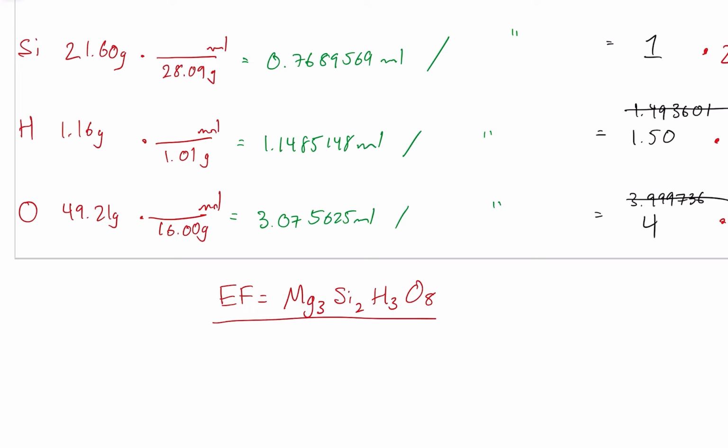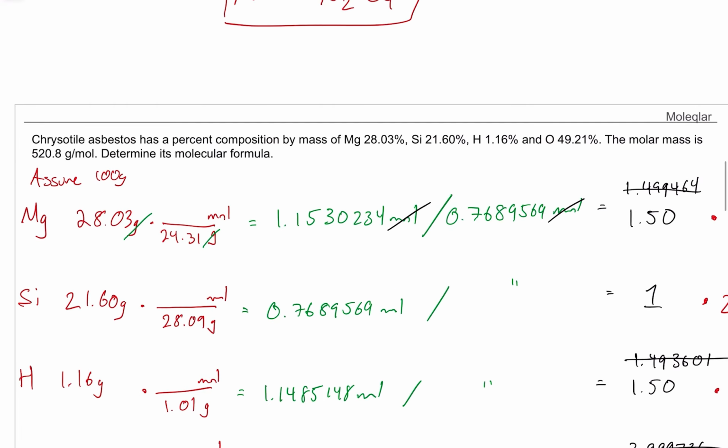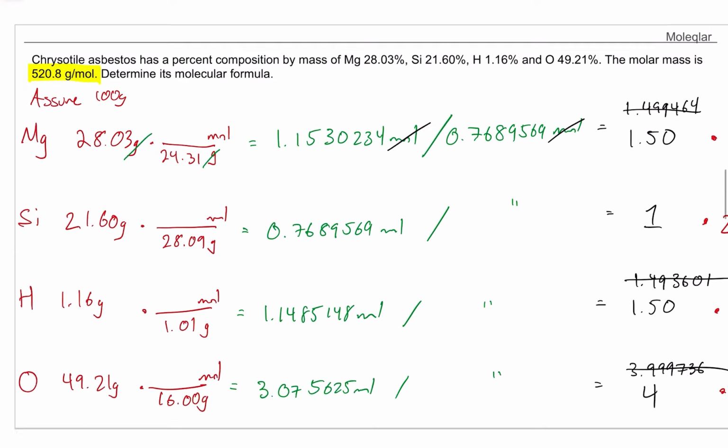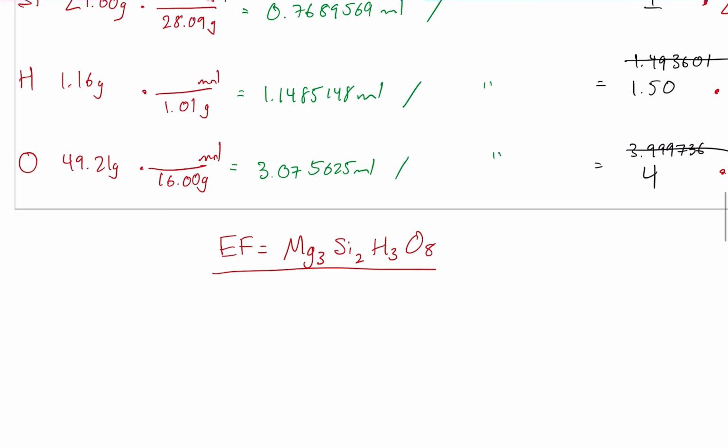Now we're looking for our molecular formula. So what we have to do now is compare the mass of our empirical formula with the mass given in our question. So our question stated that our molecular formula has a mass of 520.8 grams per mole. So we have to figure out this mass and see how it compares to that one.